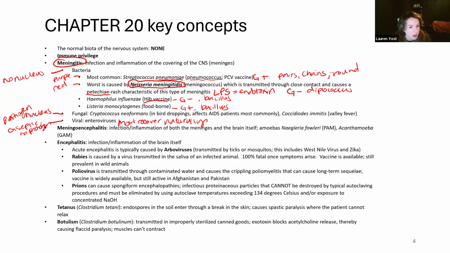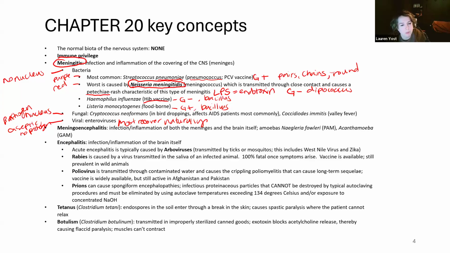It's commonly caused by Naegleria fowleri or Acanthamoeba. Both of them are amoebas. Naegleria fowleri is associated with PAM, which is primary amoebic meningoencephalitis. Acanthamoeba causes GAM, which is granulomatous amoebic meningoencephalitis. PAM, the primary one, is usually more acute and faster to occur, and GAM is a little slower to occur. It's not chronic, just less acute. But both of them are just as deadly.